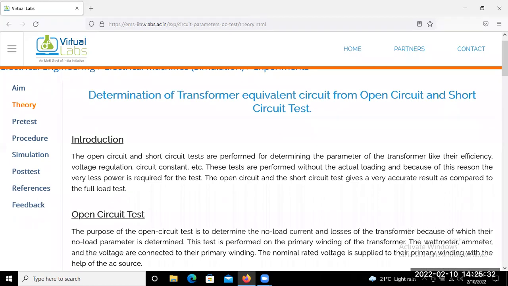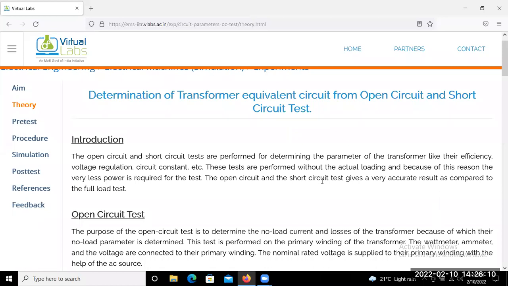So the introduction of this part: the open circuit performance and short circuit test for finding the equivalent circuit parameters of the transformer and their efficiency. If we also connect the voltmeter when we perform the no load test, then we can also find the secondary side voltage. With the help of that, we can also find the voltage regulation of the transformer. So these are the advantages, and we can find the various parameters if you perform the open circuit and short circuit test of the transformer.